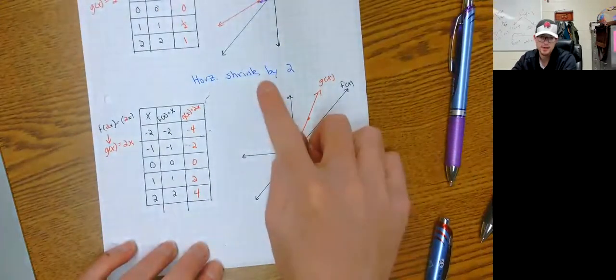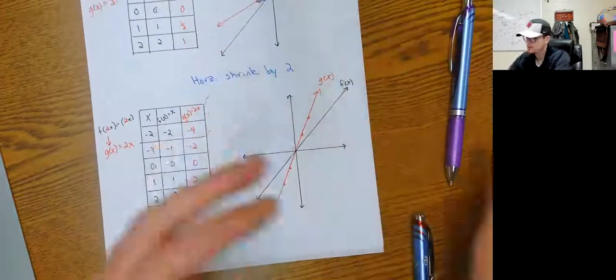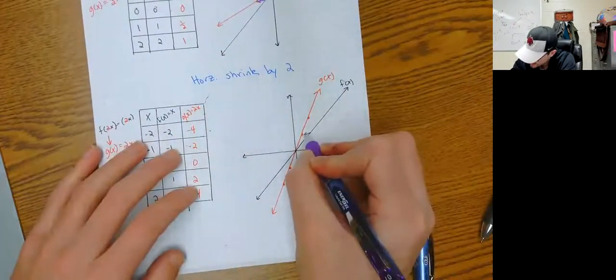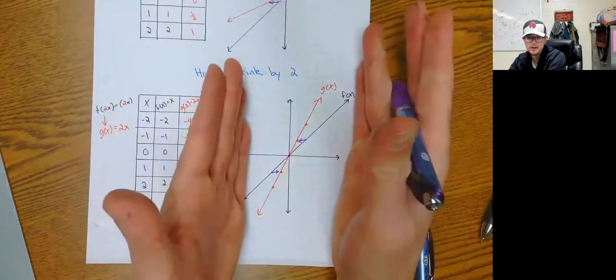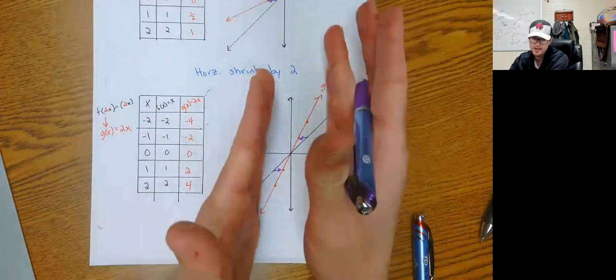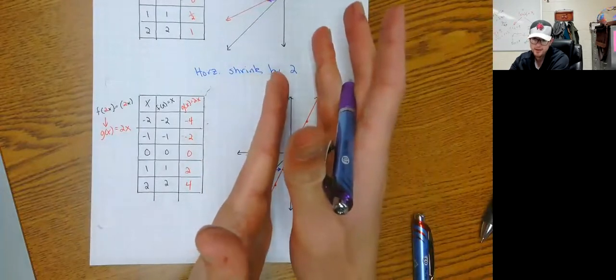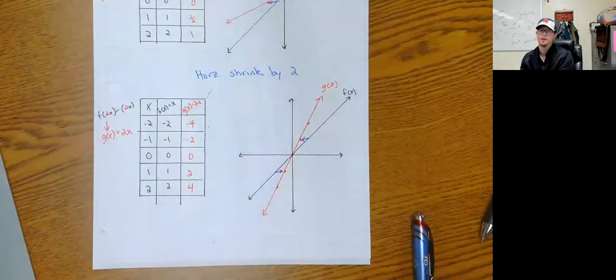So this one is a horizontal shrink, so we are compressing it towards the y-axis. So we have taken the original function f of x and horizontally compressed it in. And if you kept compressing it, eventually it would just become the y-axis. All right?